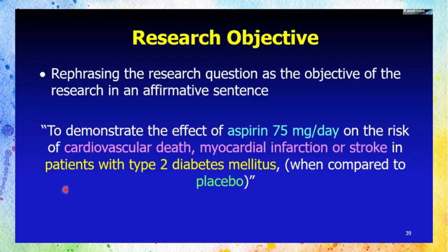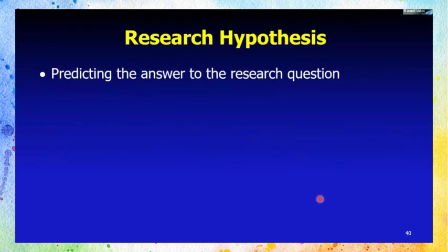You can see that this is the research objective, which also contains all four major components of the research question, the PICO. And what about the research hypothesis? A research hypothesis just predicts the answer to the research question. So you have the question, what is the expected answer? What is your prediction regarding the answer to that question? That is the research hypothesis.